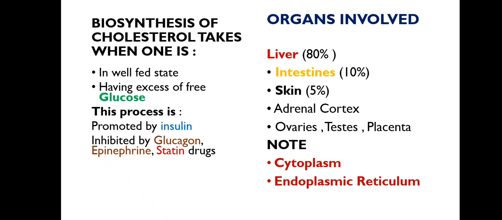Okay? When I say excess blood glucose levels, it means that the glucose levels in the blood are high. And then we've said this process will be promoted by insulin. Things like glucagon hormone, epinephrine neurotransmitter, and statin drugs are going to inhibit this process. The organs involved are the liver, the intestines, the skin, adrenal cortex, ovaries, testes, and the placenta.